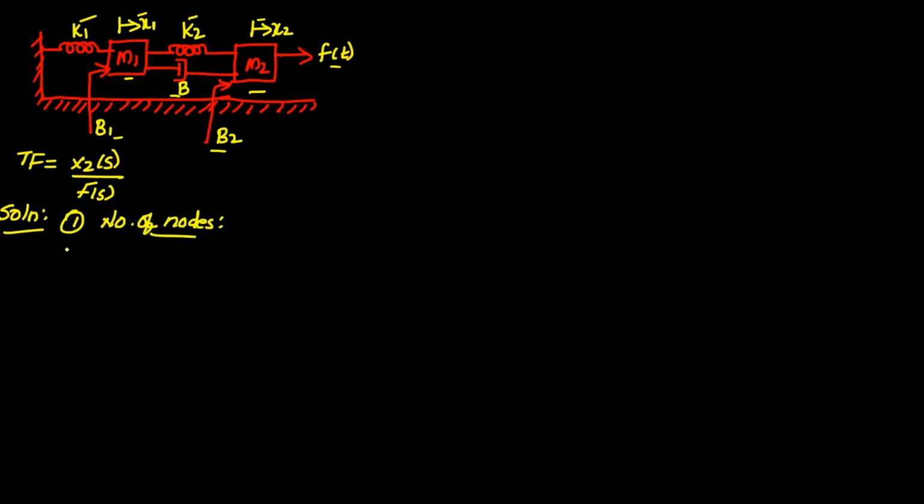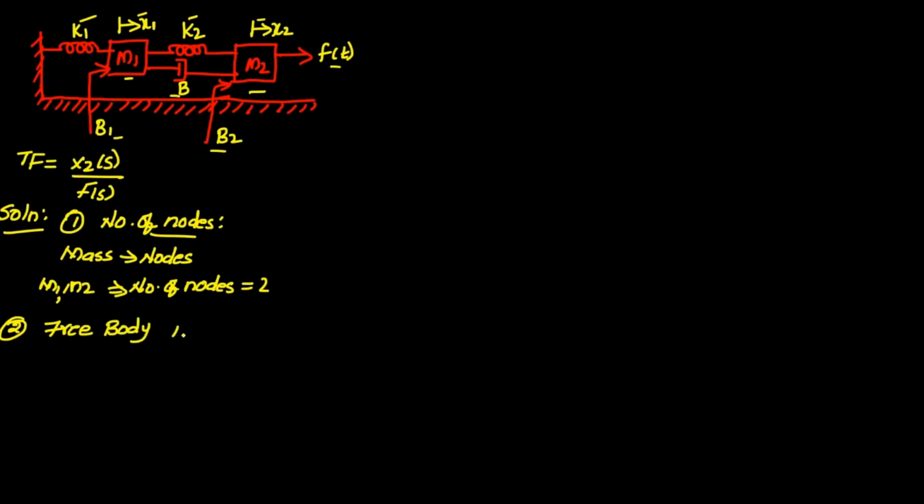So as we know, mass is considered to be a node, correct. So in this diagram we have two masses M1 and M2. Okay. So from that we can say the number of nodes is equal to 2. Okay. And what about the second step? The second step is the free body diagram. Okay. So since we have two nodes, we will be having two free body diagrams. So we are going to draw the free body diagram for node 1 and node 2 separately.